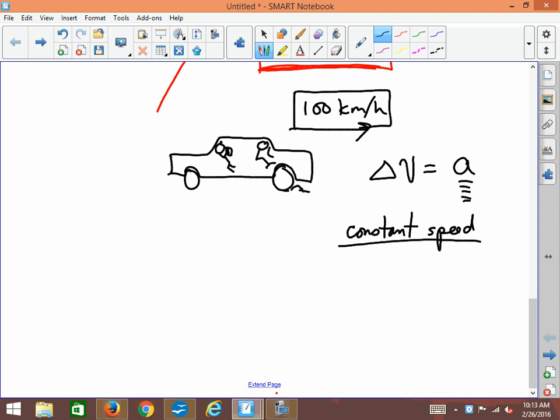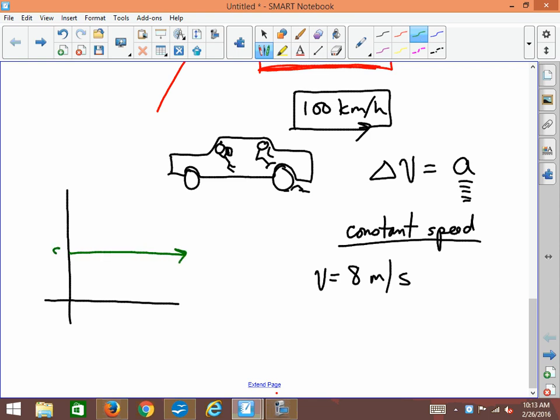Now, here's a constant speed. Let's say the car was moving at 8 meters per second, right? Well, it's not changing. So on a graph, if we do a VT graph, we would have this little line at 8, not changing, no slope. Well, what's the difference between another line? Let's say you had a different car that was going faster, 15 meters per second. Well, in terms of the slope, no change. The slope is the same.